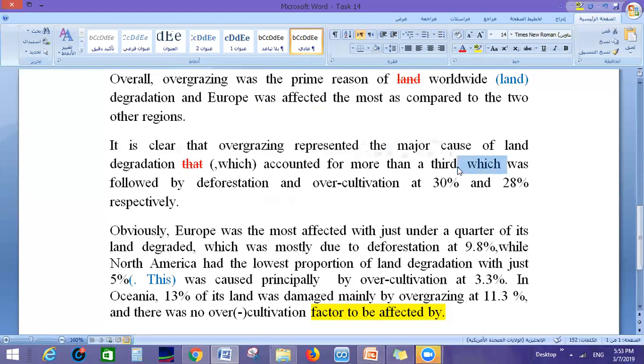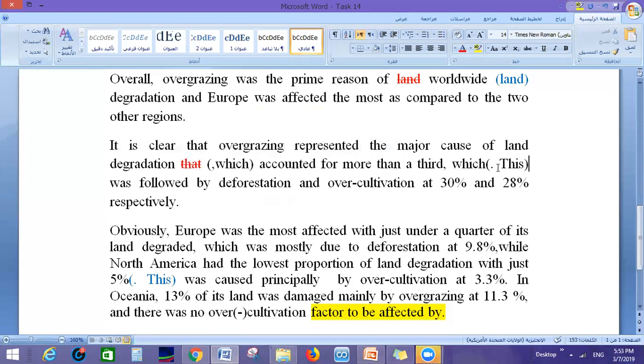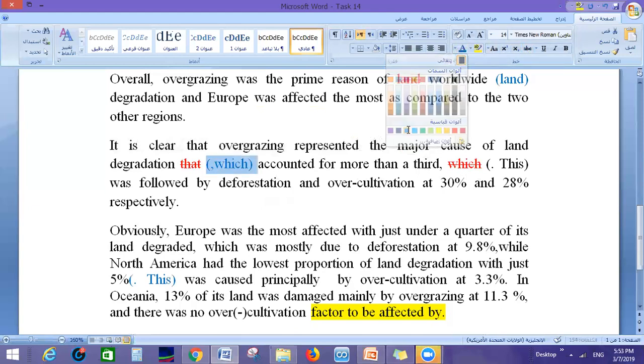So I'm tempted to put this here. I am going to. Full stop. This, get rid of that. 2 noun clauses is too much. I found it very strange when I was reading it, and I was just like, there's something wrong here. I just noticed it now, actually. Which accounted for more than a third. This was followed by deforestation and overcultivation at 30% and 28%, respectively.